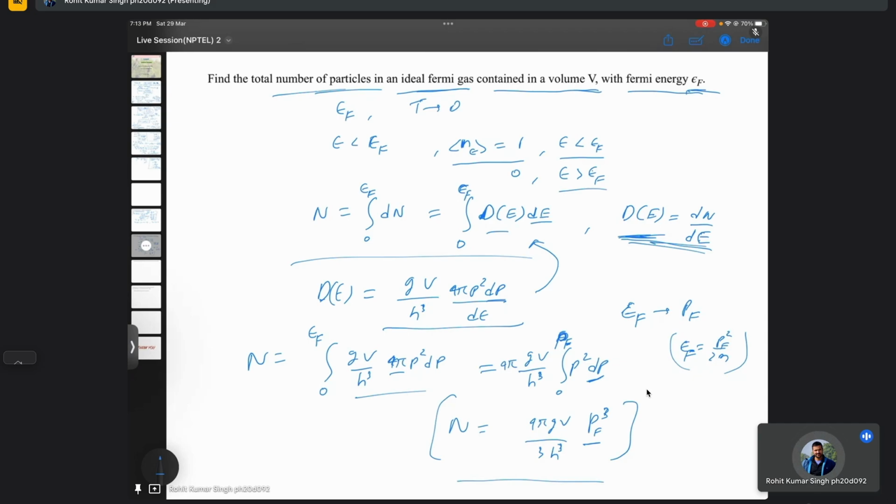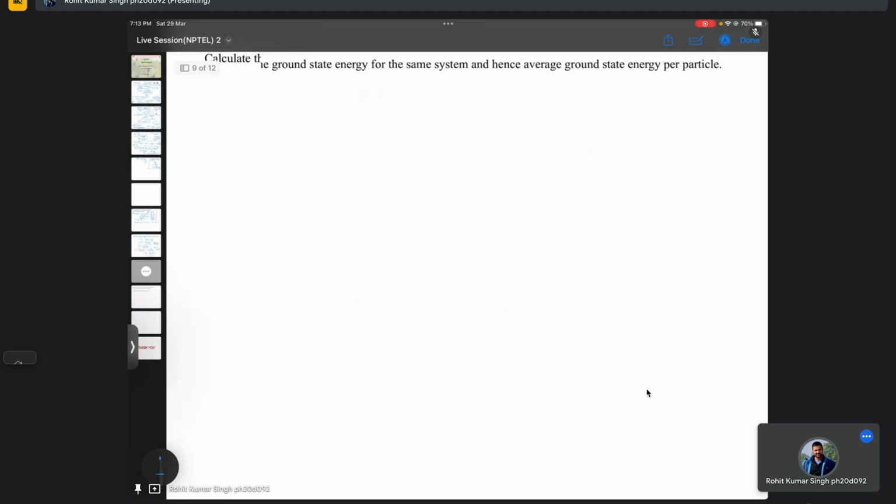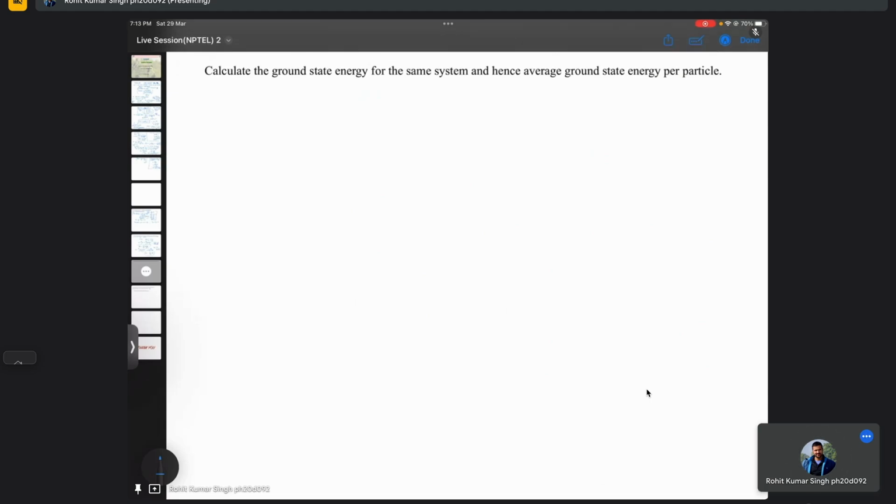So the next problem is related to this one. Here it asks us to calculate the ground state energy for the same system, the system of Fermi gases, and hence the average ground state energy per particle. So what will be the ground state energy? Ground state energy is that energy in which all the states are filled with a single particle, right?